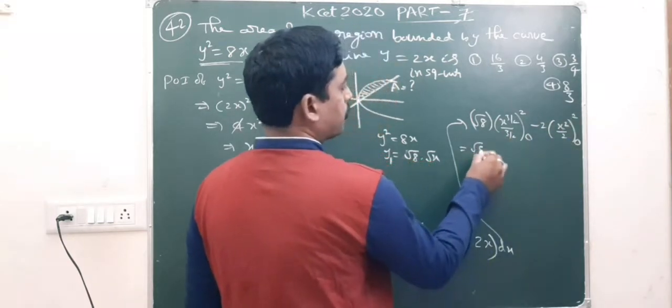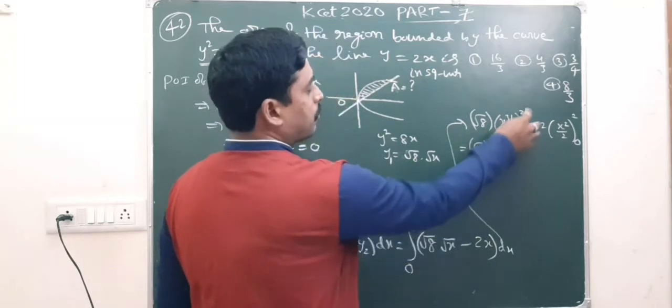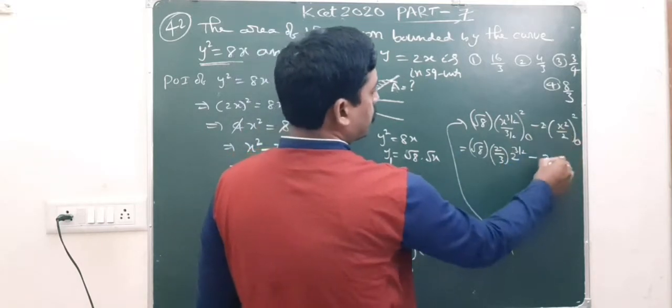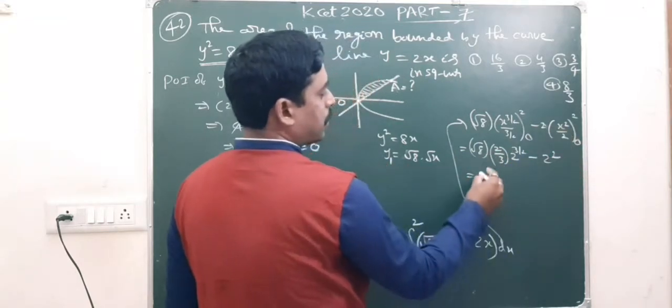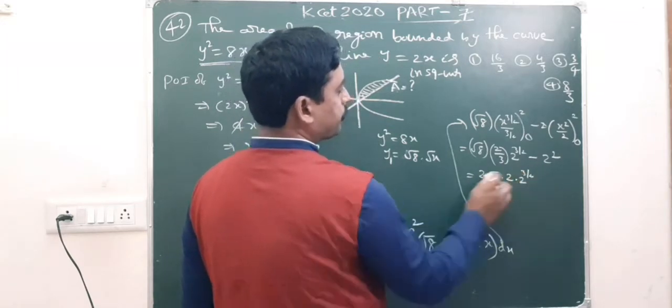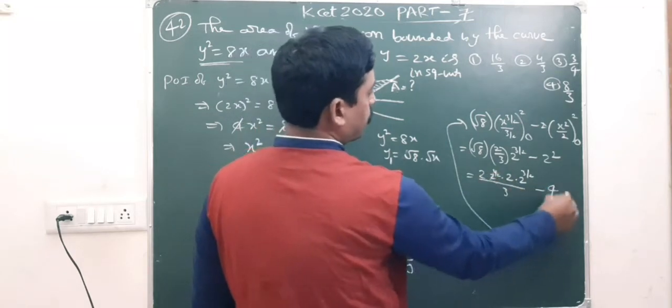So root 8 into 1 by 3 by 2 is nothing but 2 by 3. Put x place in 2. This is 2 power 3 by 2. 1 2 get cancelled. This is 2 square. Root 8 is 2 root 2 into 2 into 2 power 3 by 2. This is 2 power 1 by 2 by 3 minus 4.